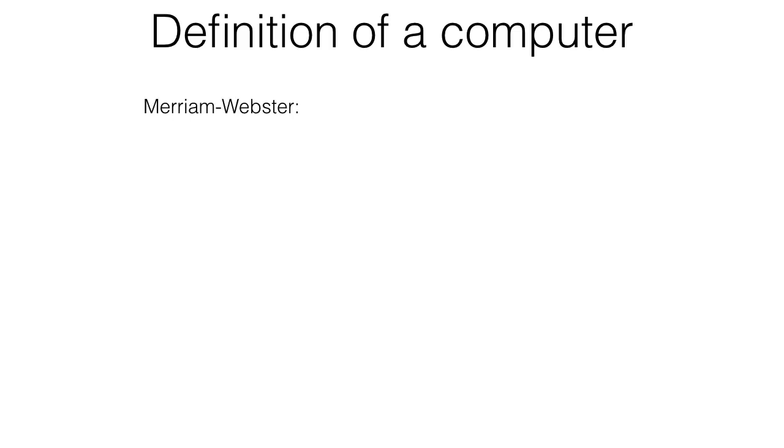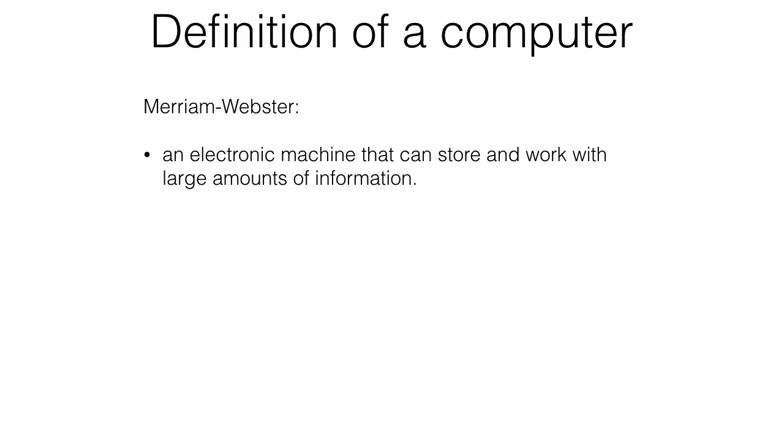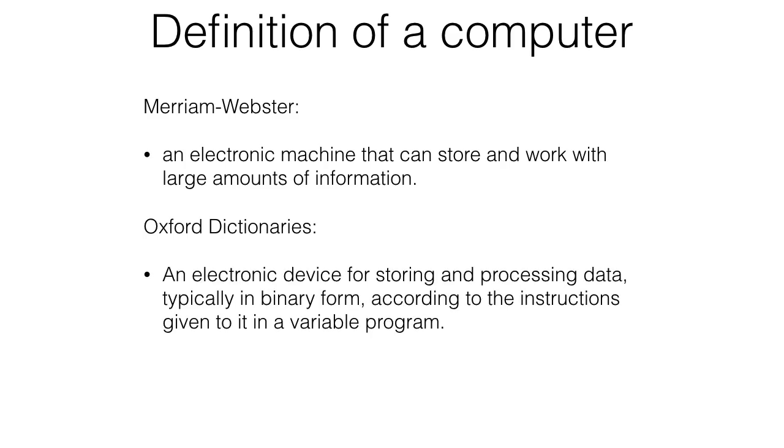First, we're going to look at two different definitions. The first one is it's an electronic machine that can store and work with large amounts of information. Now, there are key attributes in this, and we're going to break those down here in just a moment. So here's another definition. An electronic device. Notice that both of them say electronic. One's a machine, one's a device. For storing, notice they both say store, and processing data. They both have processing or work, typically in binary form. Yes, we know that. According to the instructions given to it in a variable program.